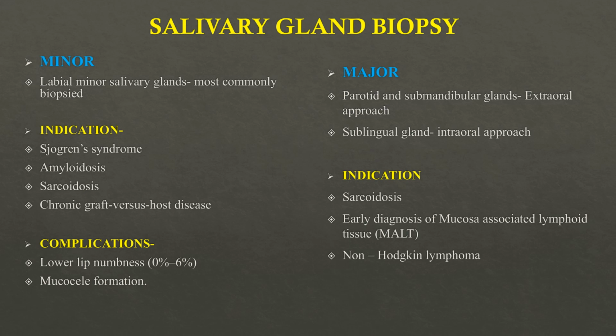Major salivary gland biopsy can be done via extraoral approach or intraoral approach. Via extraoral approach, we generally perform it with parotid and submandibular glands. Via intraoral approach, we generally utilize the sublingual glands. It is indicated in case of sarcoidosis and for assessing the early diagnosis of mucosa-associated lymphoid tissue, MALT, and non-Hodgkin's lymphoma.